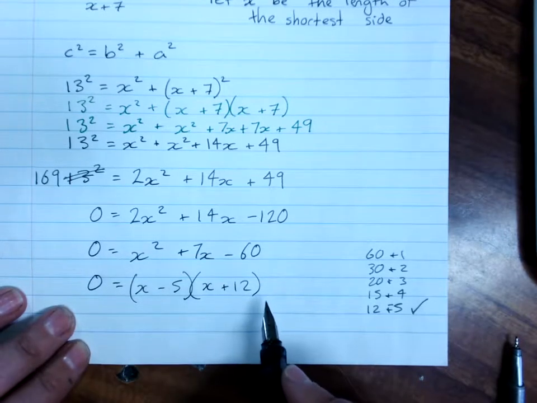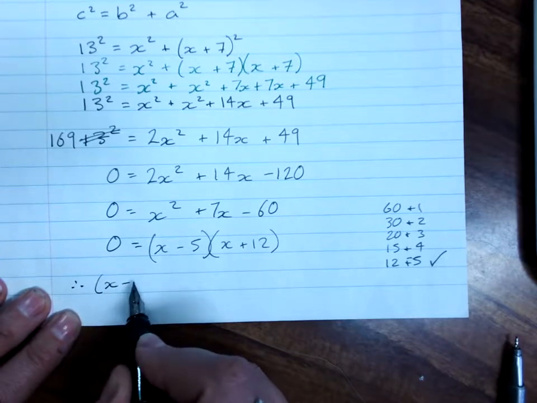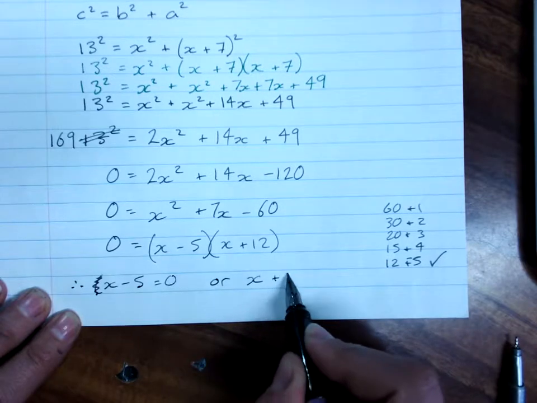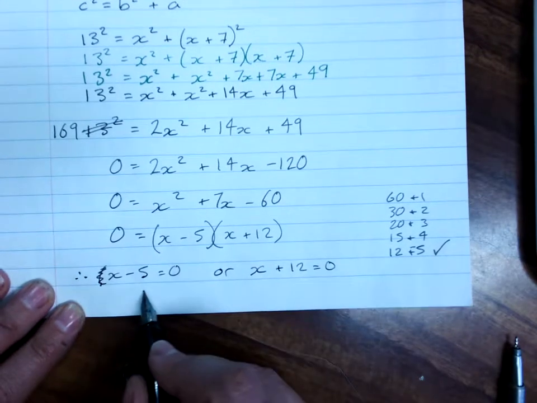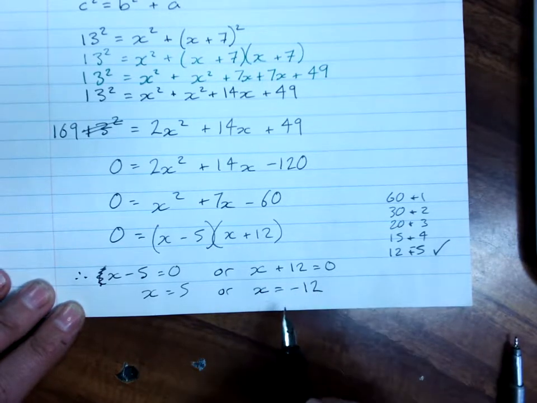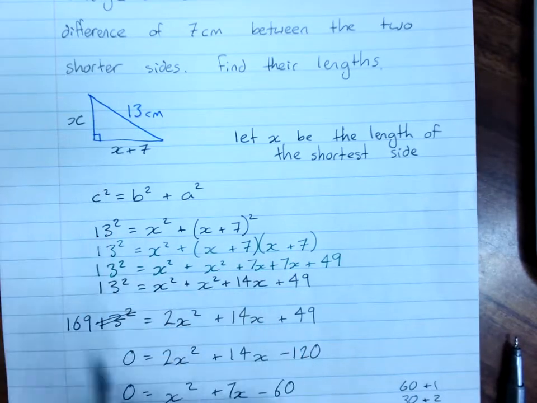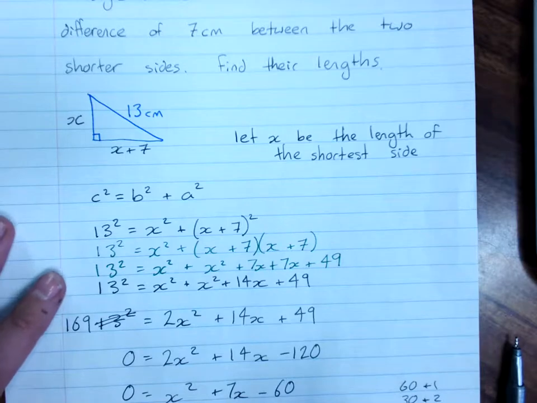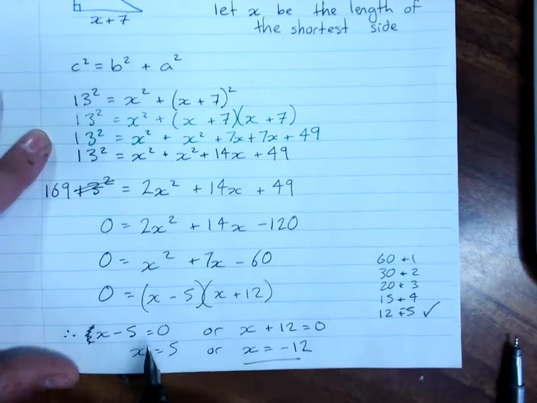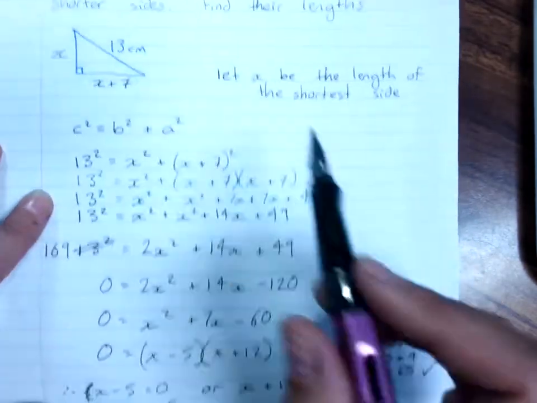I've factorized, I need to solve. Therefore, x minus 5 equals 0, or x plus 12 equals 0. x is 5, or x is negative 12. Negative 12 is not my answer because I have a shape here. I can't have a negative length. So your answer is not just x equals 5, because my question was find their lengths.